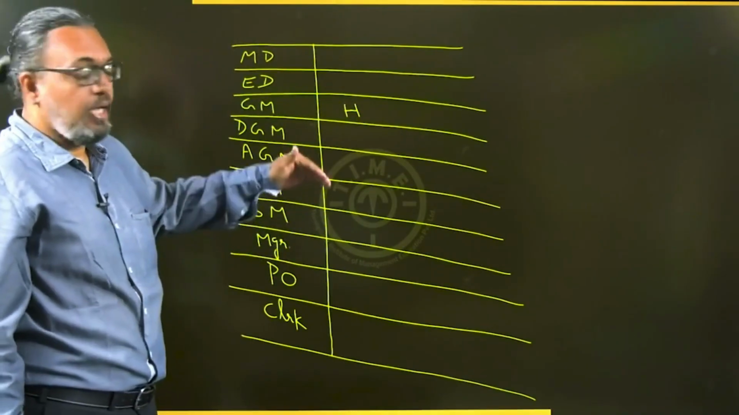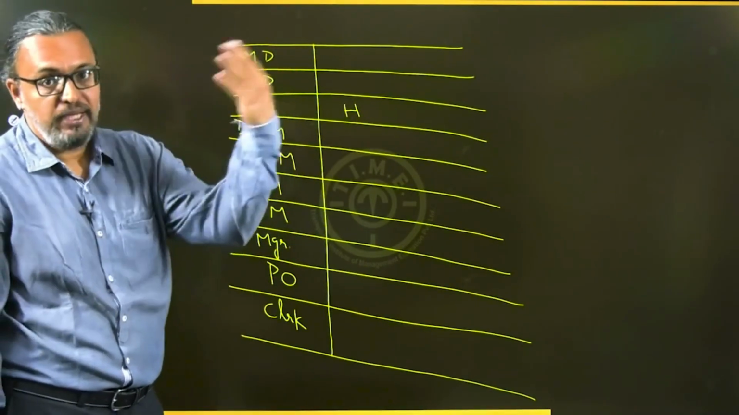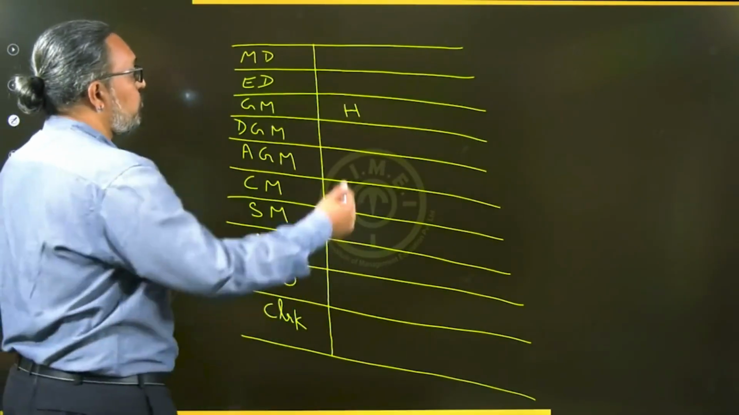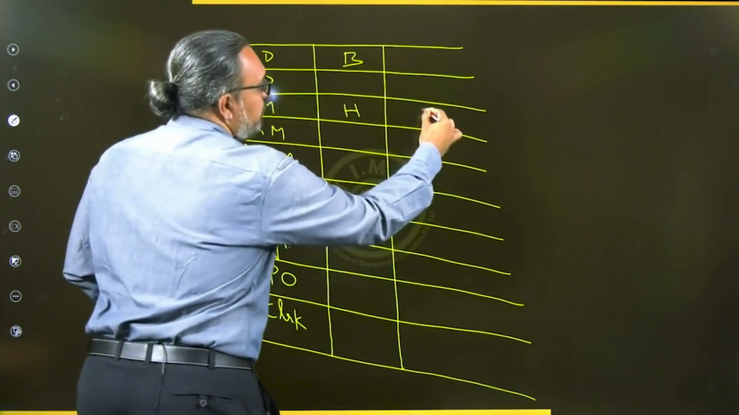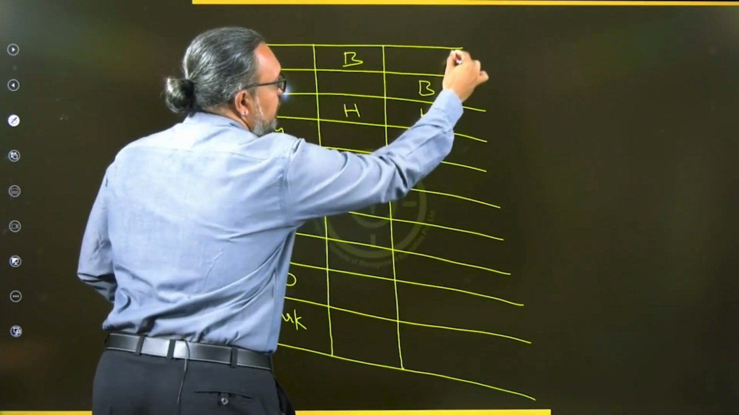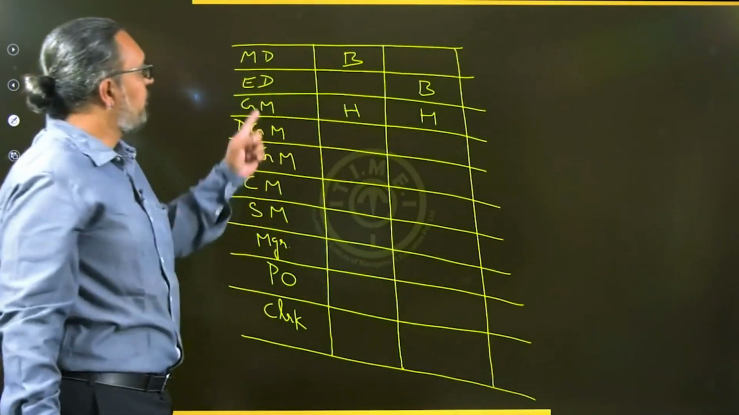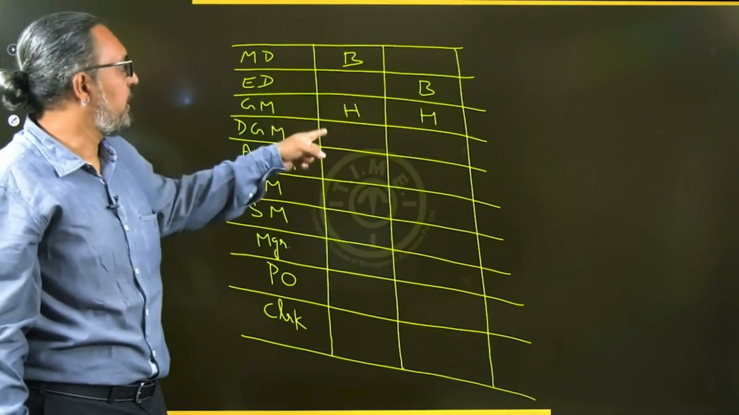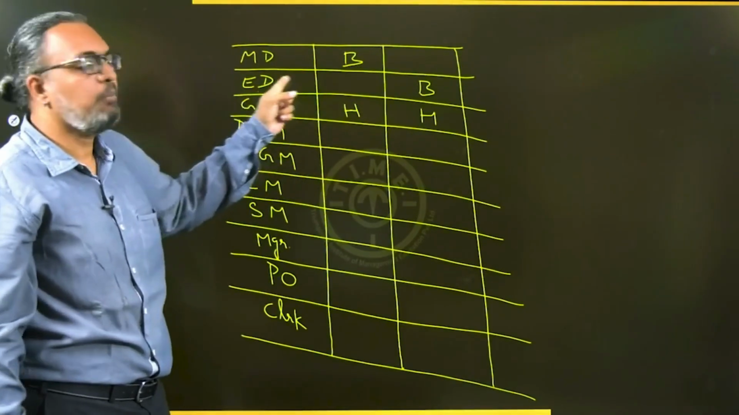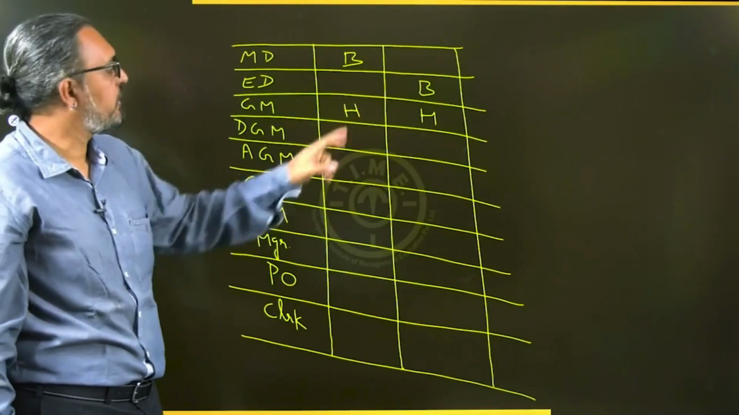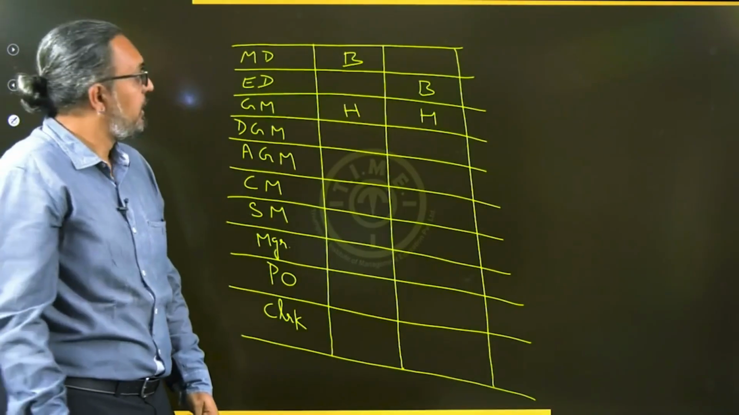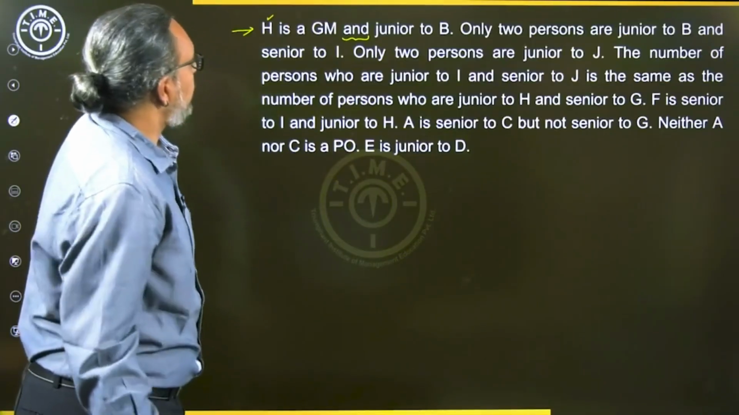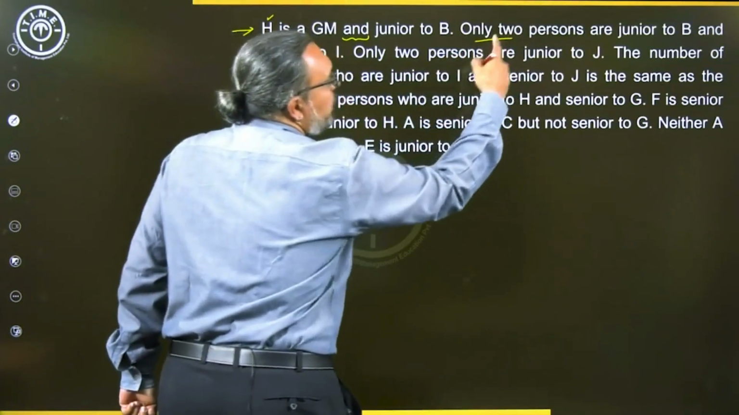So, H is GM and then H is junior to B. So, above H there are two positions. So, B can occupy any one of those positions. So, what we will do? Immediately you need to understand that there will be two cases. Either B will be given the position of MD such that H is junior to B, or B can be given as ED, Executive Director, and H is junior to B. Two cases.